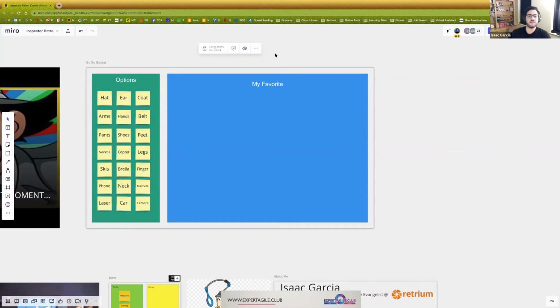Over here on the left, there are several of the things that Gadget in the TV show would say: Go Gadget hat, Go Gadget ear, Go Gadget coat, Go Gadget arms. There are all these different things that he did. Even if the person doesn't know what Inspector Gadget is, you can explain it's this semi-robot, semi-person cartoon character who solves crime, but it was a comedy. It was a very funny show.